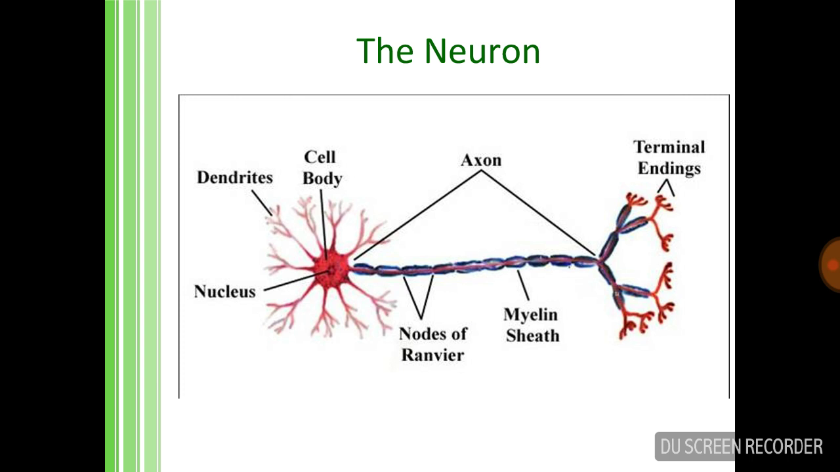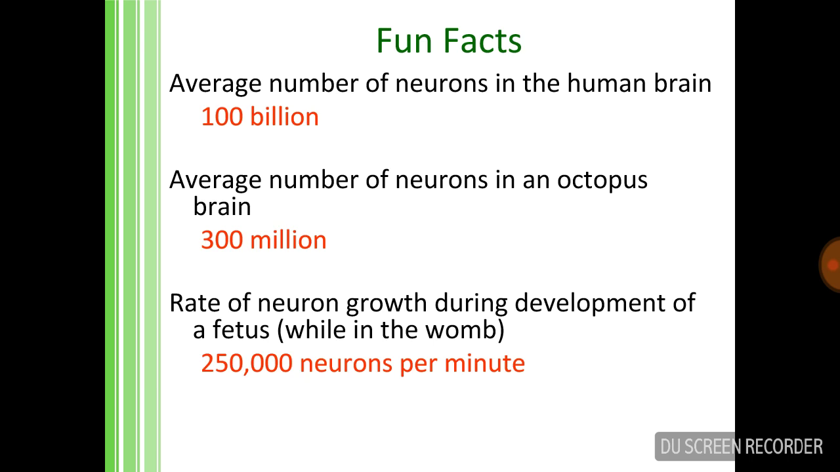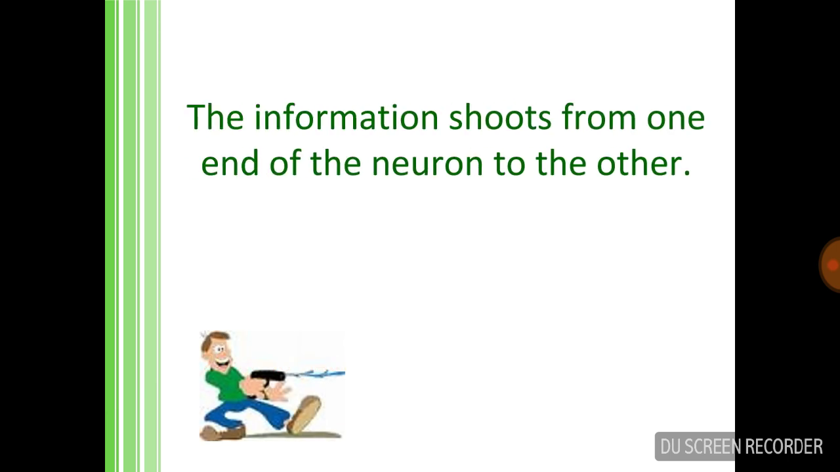There is a picture of a neuron in which the cell body, dendrites, nucleus and axons are labeled. There are some fun facts. Average number of neurons in the human brain: 100 billion. Average number of neurons in an octopus brain: 300 million. Rate of neuron growth during development of a fetus while in the womb: 250,000 neurons per minute. The information shoots from one end of the neuron to the other.